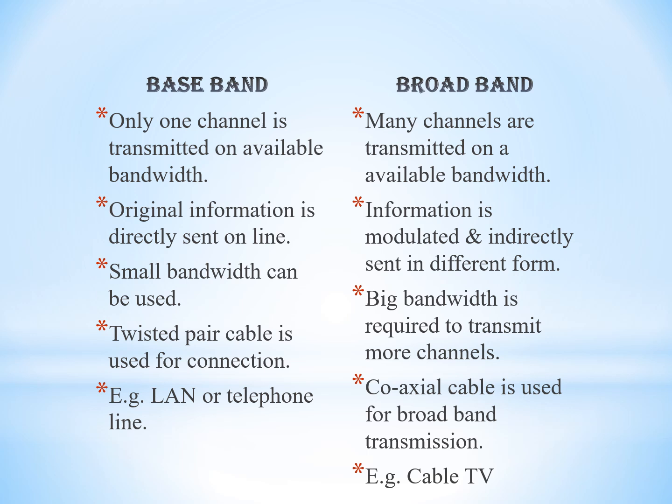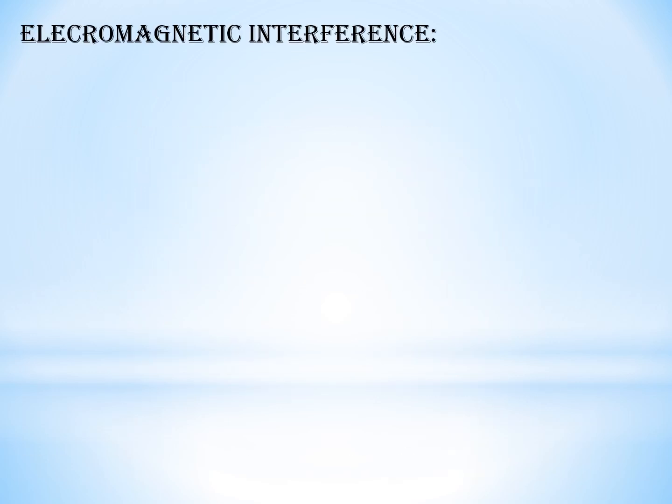So keep in mind, what is band usage? My bandwidth is shared so that maximum usage is obtained. Always we use broadband because via broadband a large number of TV stations, radio stations as well as satellite links can be achieved. Next, let us learn about electromagnetic interference.